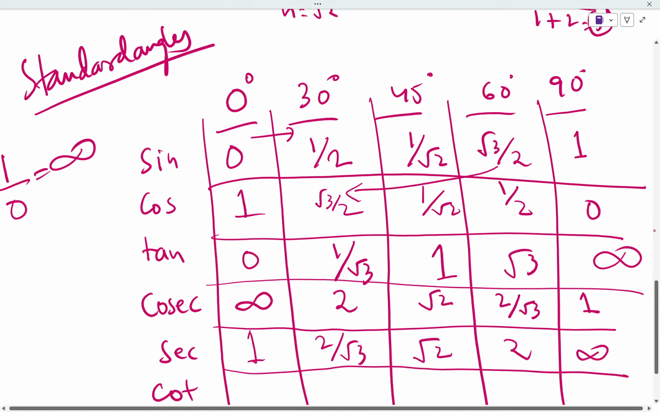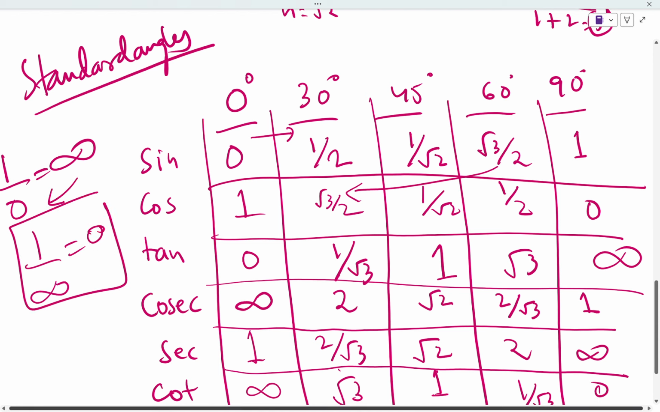Coming to cot, 0 by 0 is undefined. You can't define 0 by 0. Oh sorry, my bad. It is 1 by 0, so it is also still undefined. This is root 3. This is 1. This is 1 by root 3. And 1 by infinity is 0. Because if you cross multiply this, it becomes this. So 1 by infinity is 0.